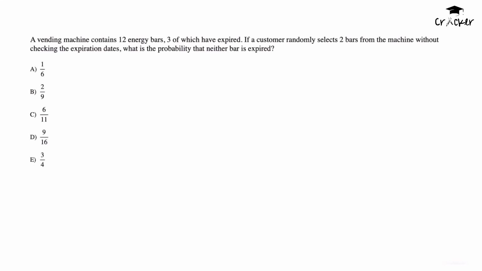Hey everyone! Today we're solving a GMAT word problem involving probability and careful counting.